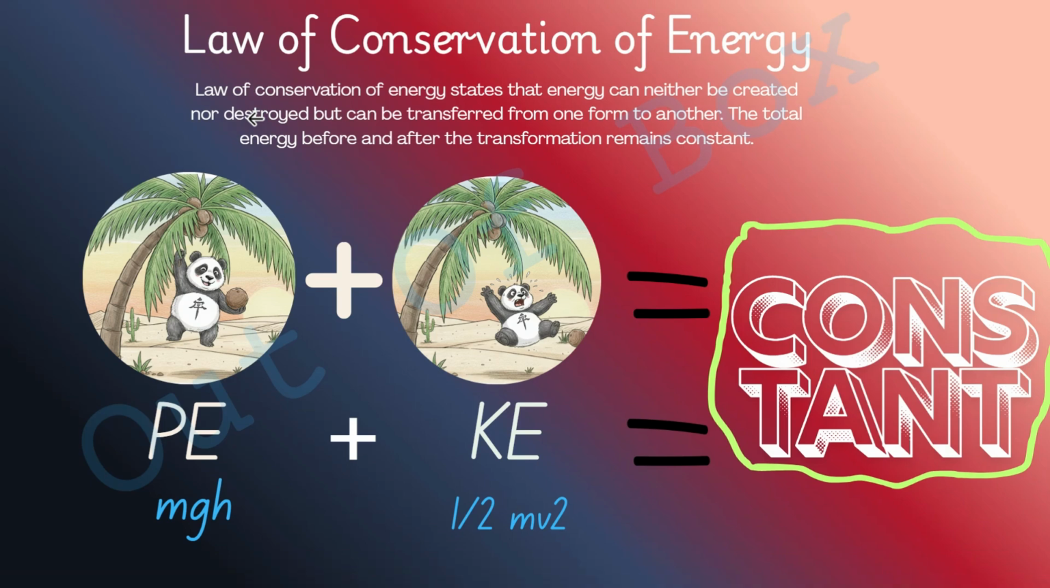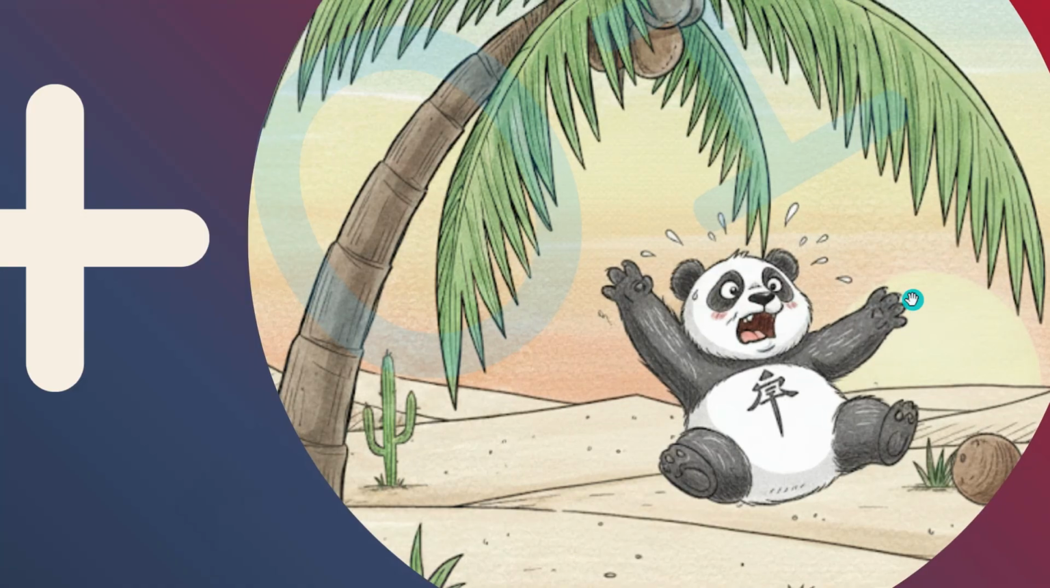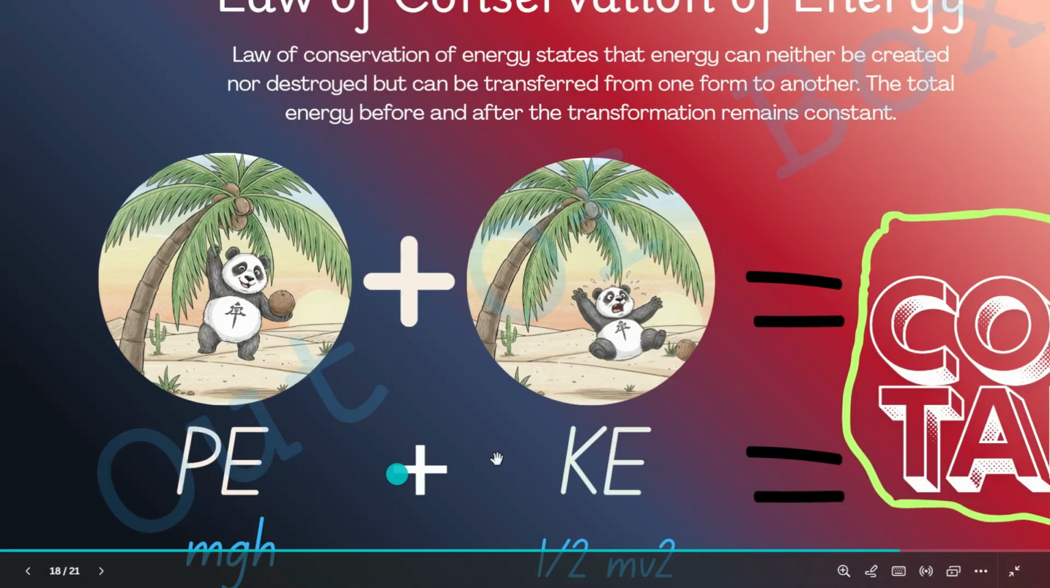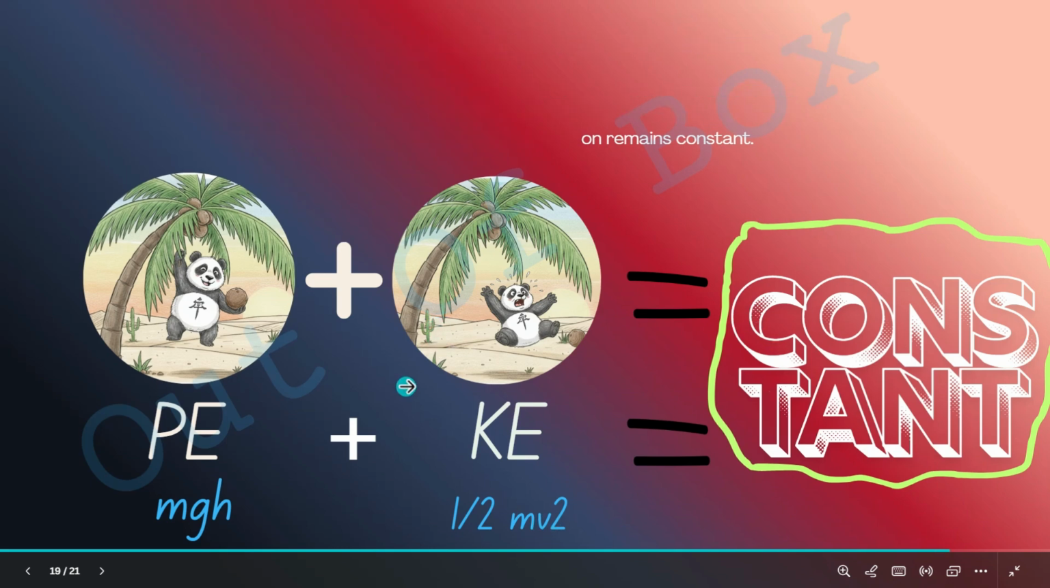Then there is the law of conservation of energy. The law of conservation of energy states that energy can neither be created nor destroyed, but can be transferred from one form to another. The total energy before and after the transformation remains constant. Here you can clearly see that it has potential energy and this has kinetic energy. So potential plus kinetic is always constant: mgh plus half mv square equals constant.